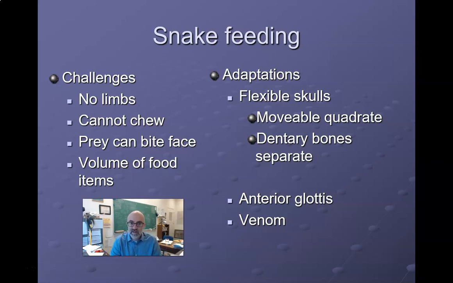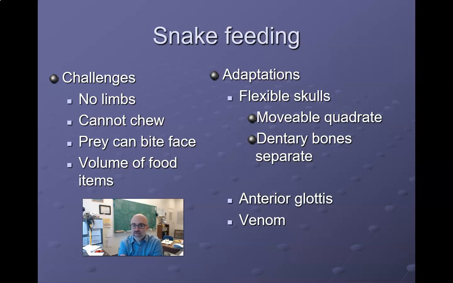And that's what snakes accomplish when they eat, right? They don't have limbs. They don't chew their food. They're oftentimes eating live prey. And they specialize really in eating food items with a huge volume. So, what are the adaptations? Here are the challenges, and here's how they overcome these. They have the DNA to produce these adaptive types of structures and organs.